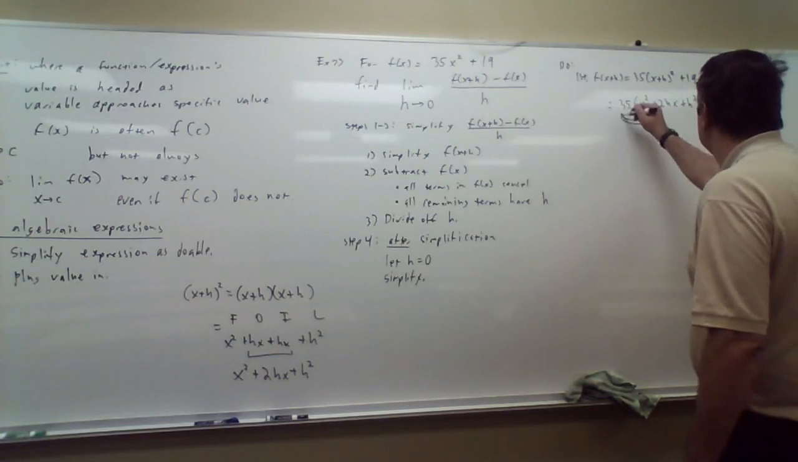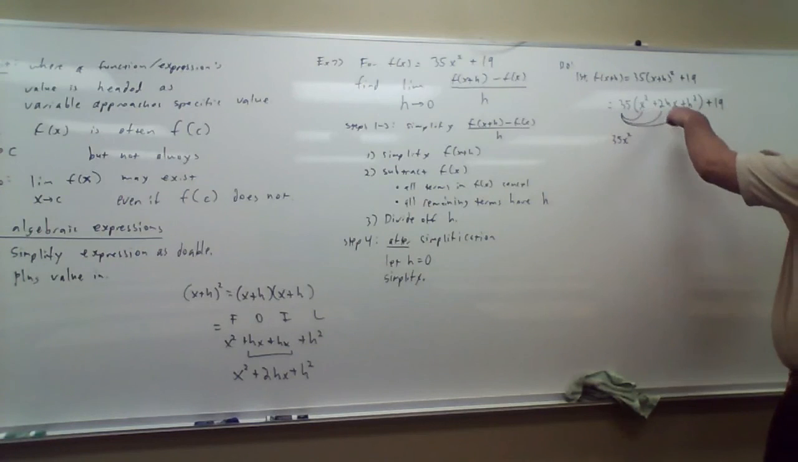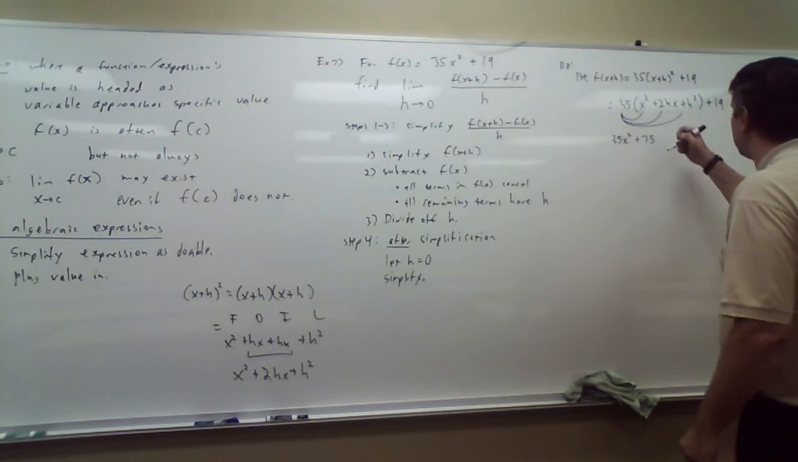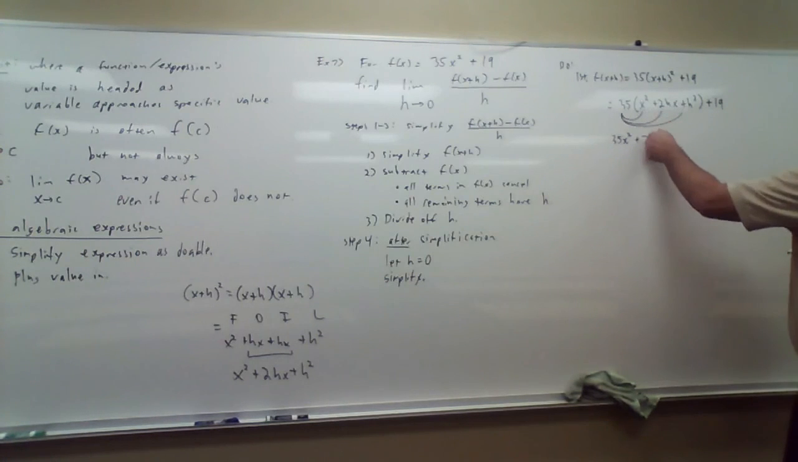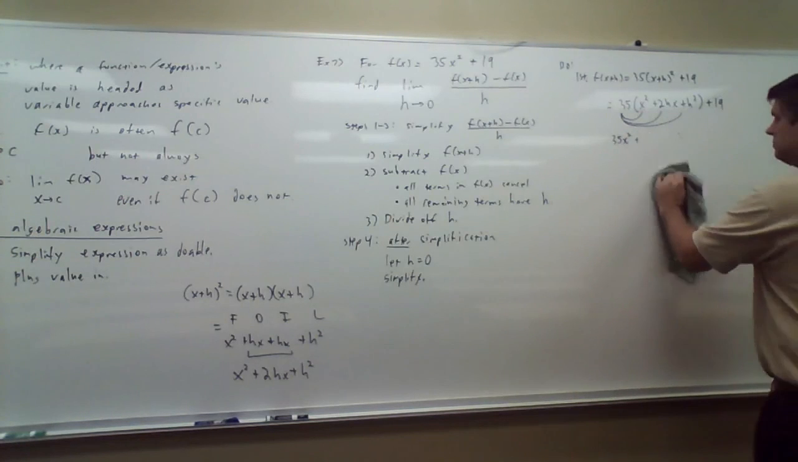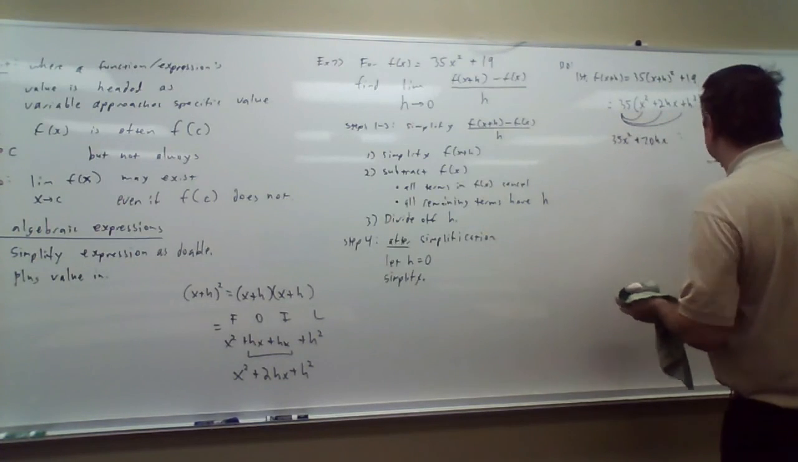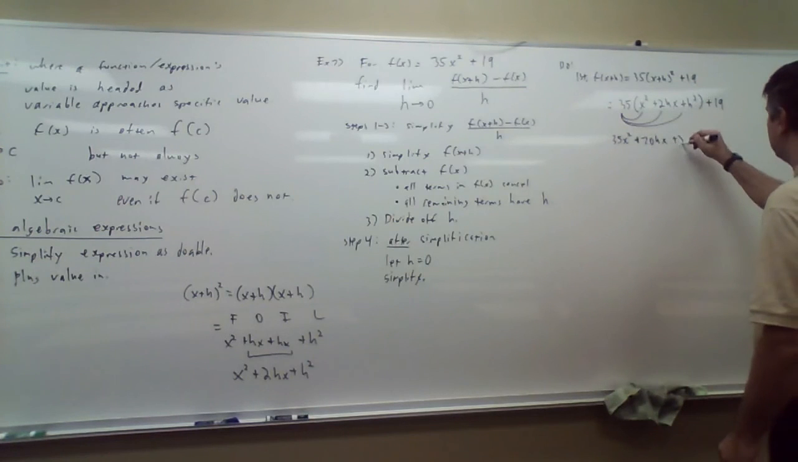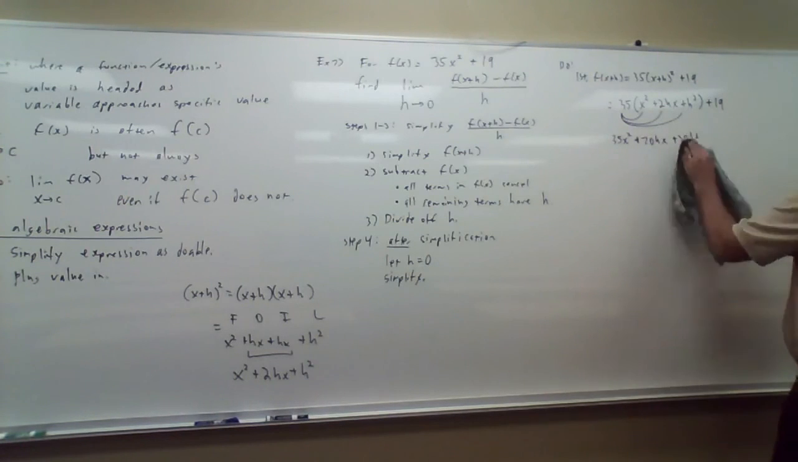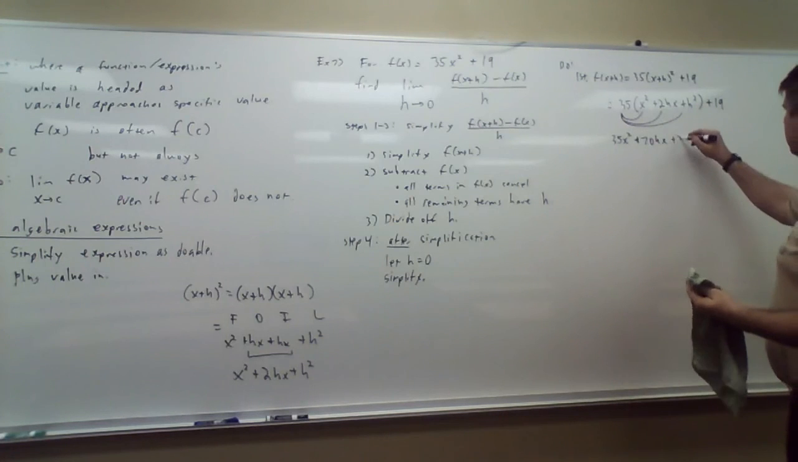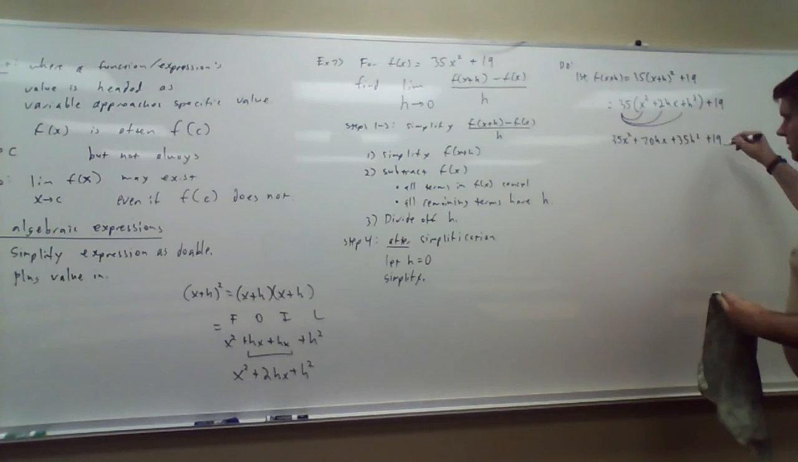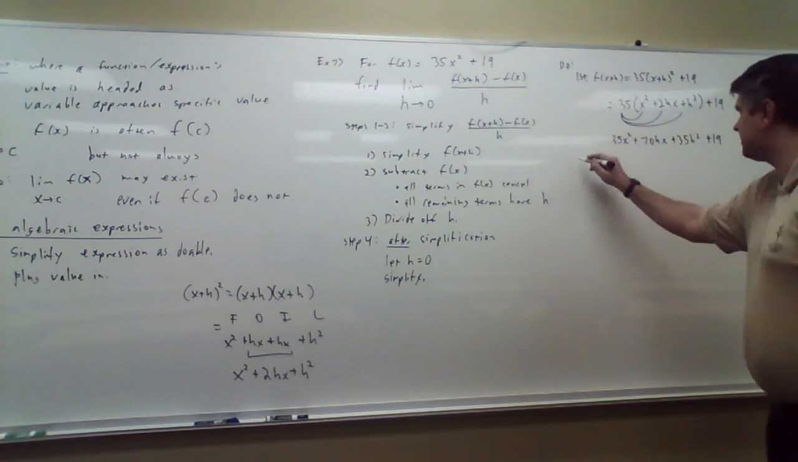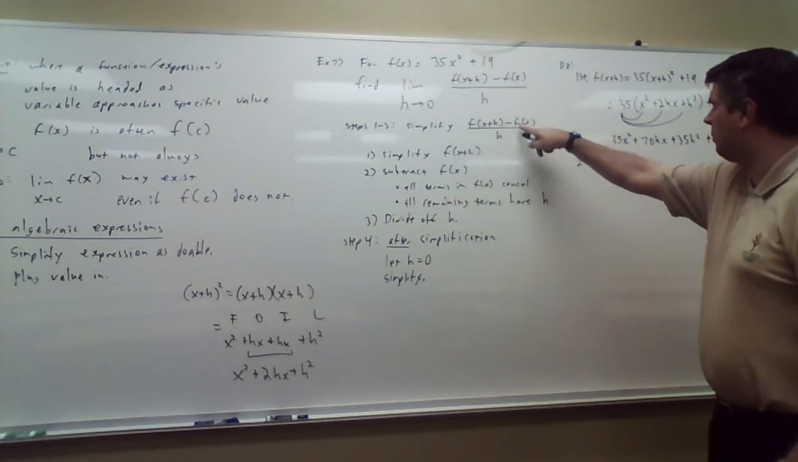Distribute, and I have 35x squared plus 70hx plus 70hx plus 35h squared. Yeah, it's going to need to be written more clearly. Plus 19. Okay? Second, we've done this part, now we'll do this part.